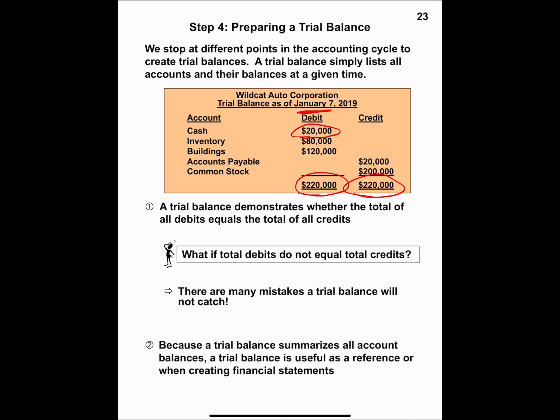Realize sometimes trial balances don't catch mistakes. For example, if you completely forgot to record a journal entry, but all your other journal entries were correct, your trial balance would still be in balance, but it would be wrong because you're missing a journal entry.